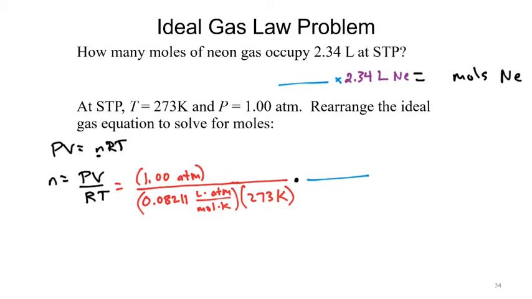2.34. And just for giggles, 2.34 liters of neon. And we'll put a 1 there. Okay. And since I've got it set up, I'm going to enter this into the calculator. And by all of it, I'm just going to do some of it. 1 divided by 0.0821. It might be nice if I entered it into the calculator, right?